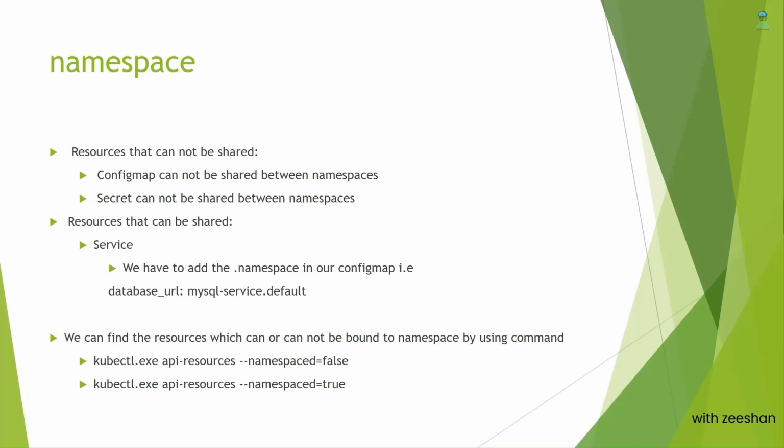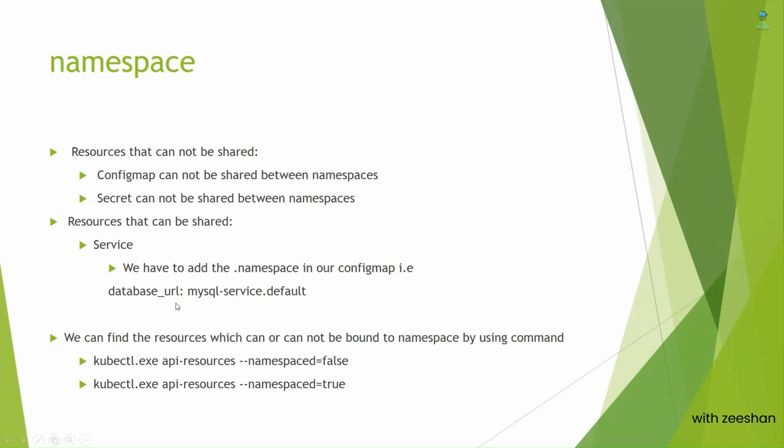And the resources which can be shared are the services. Why? Because someone is running something inside their namespace and that is accessible through a service. So logically, if a database service is running in another namespace, my app should be able to connect to the database service from my namespace. So these resources we can share.